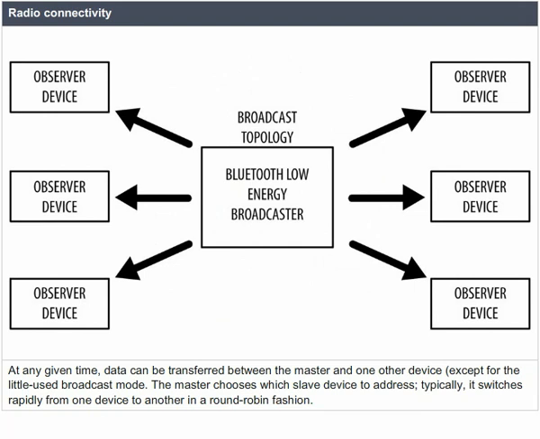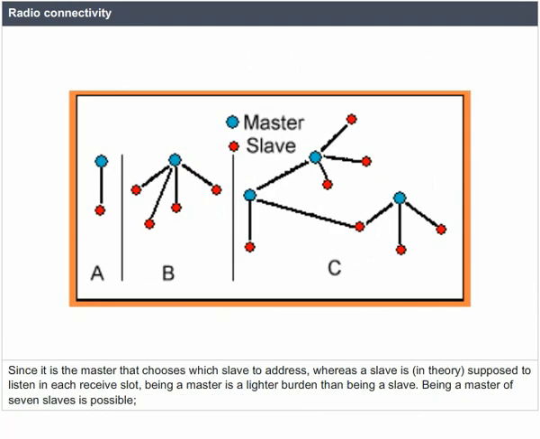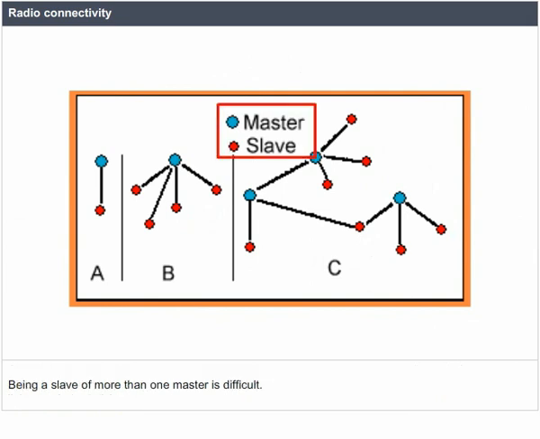Typically, it switches rapidly from one device to another in a round-robin fashion. Since it is the master that chooses which slave to address, whereas a slave is, in theory, supposed to listen in each receive slot, being a master is a lighter burden than being a slave. Being a master of 7 slaves is possible. Being a slave of more than one master is difficult.